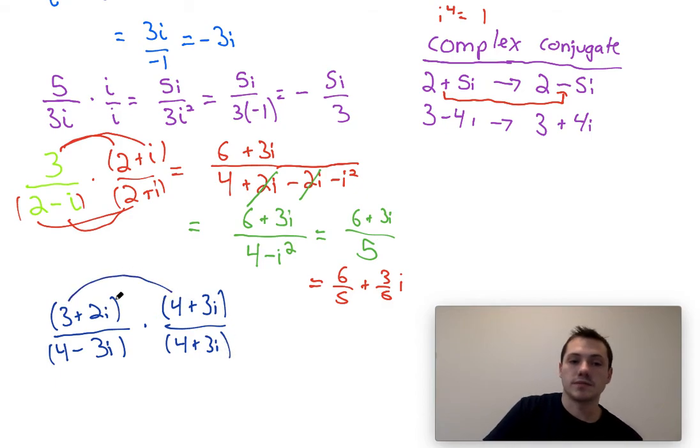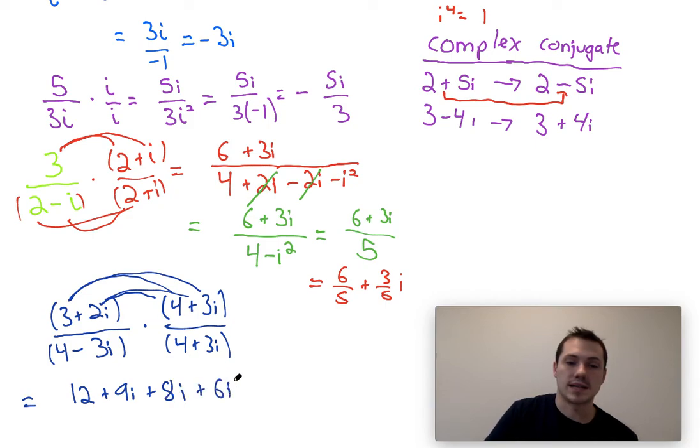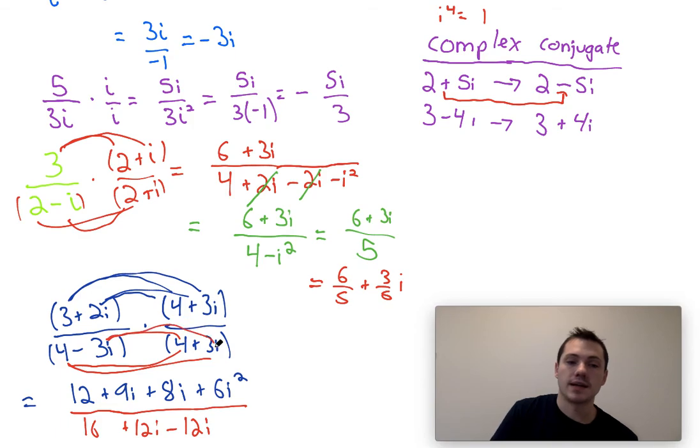So what we're going to do is we're going to FOIL it across the top, and we're going to FOIL it across the bottom. When we FOIL across the top, 3 times 4 is 12, plus 9i, plus 8i, plus 6i squared. When we FOIL it across the bottom, 4 times 4 is 16. 4 times 3i is plus 12i, minus 12i, and then minus 9i squared.